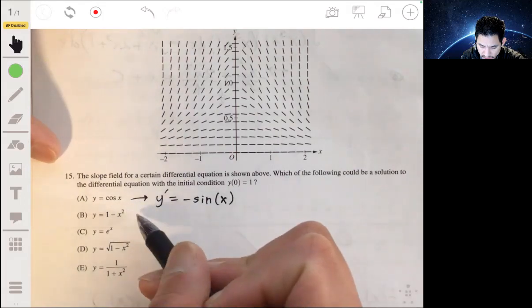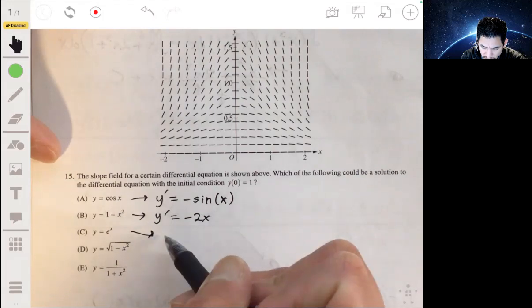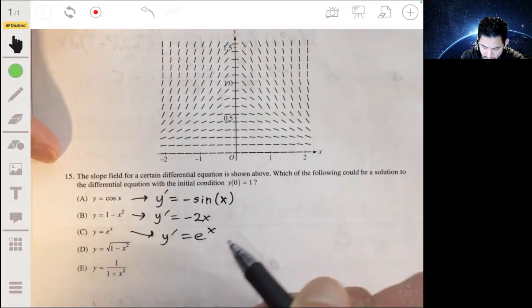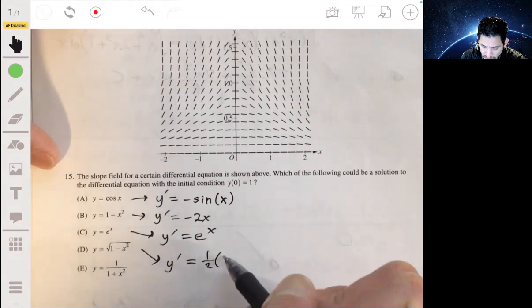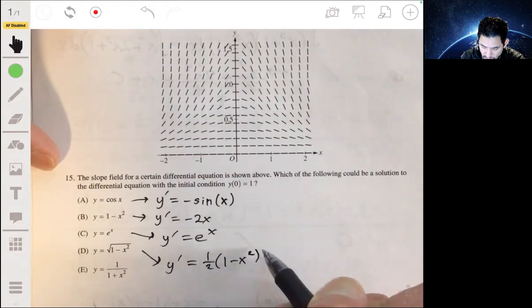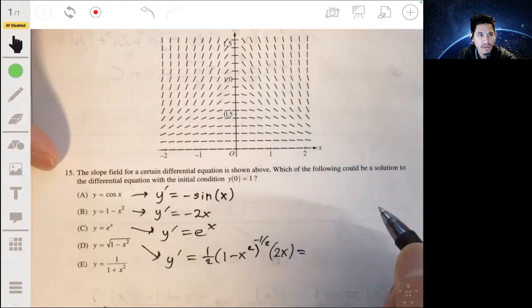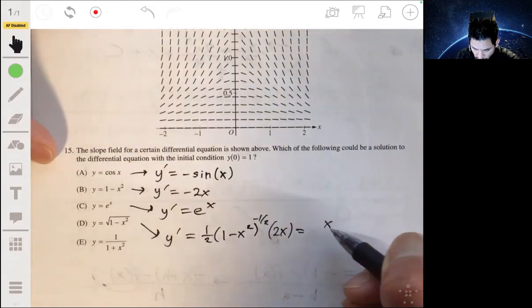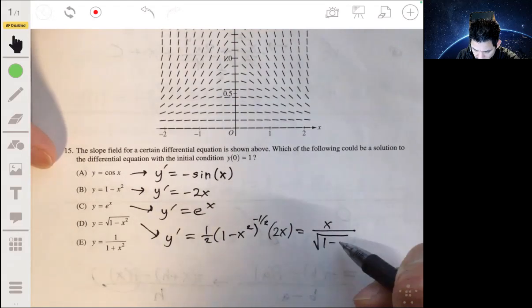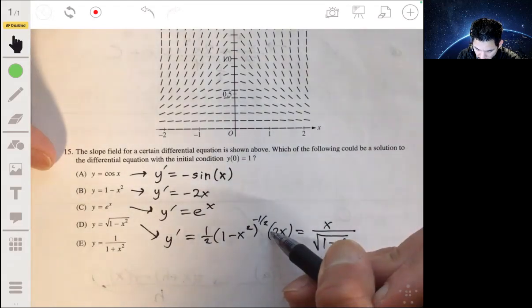Negative sine of x. For b, y prime would be negative 2x. For c, y prime would be e to the x. For d, using chain rule, y prime would be 1/2 times 1 minus x squared to the negative 1/2, times the derivative, so negative 1/2 times negative 2x. And that'll be x over the square root of 1 minus x squared. Or negative 1/2 times negative 2x, so negative x.